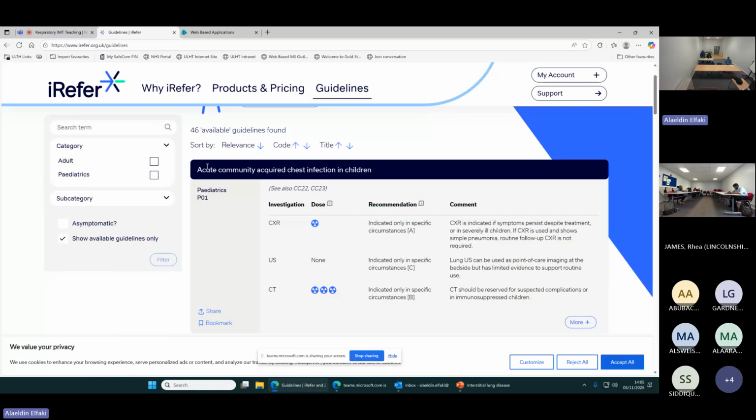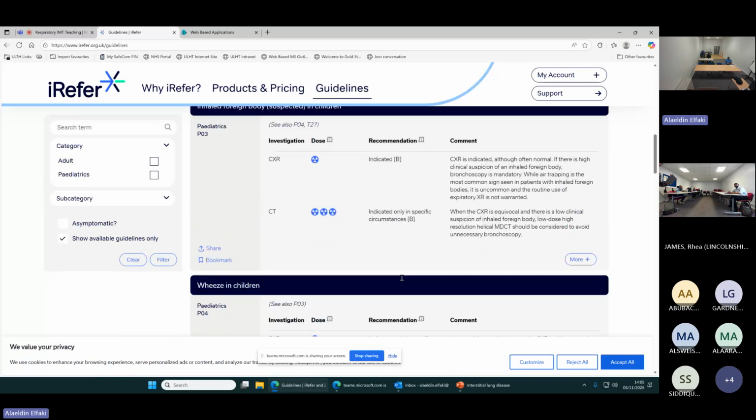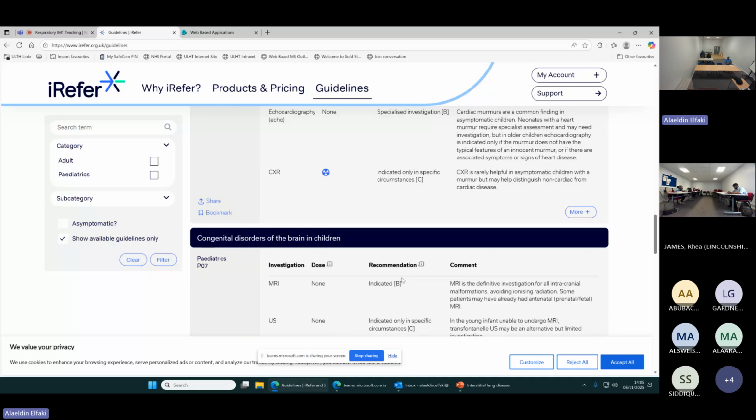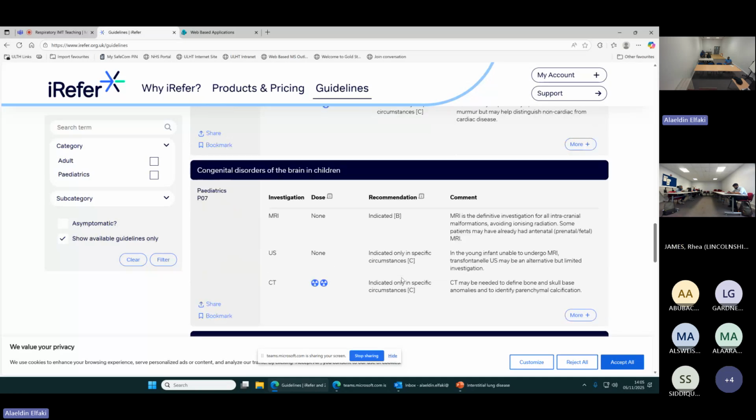For example, a community acquired chest infection. It shows when X-ray, ultrasound, or CT is indicated, and you have different comments that give you a guideline as to whether that will actually work or not. You have different categories on the left side as well, adults or pediatric, and depending on that, the guidelines change. So if you have a list of conditions to go through, hopefully they easily give you a guideline. If you are not sure which are the right investigations, you can refer to this.